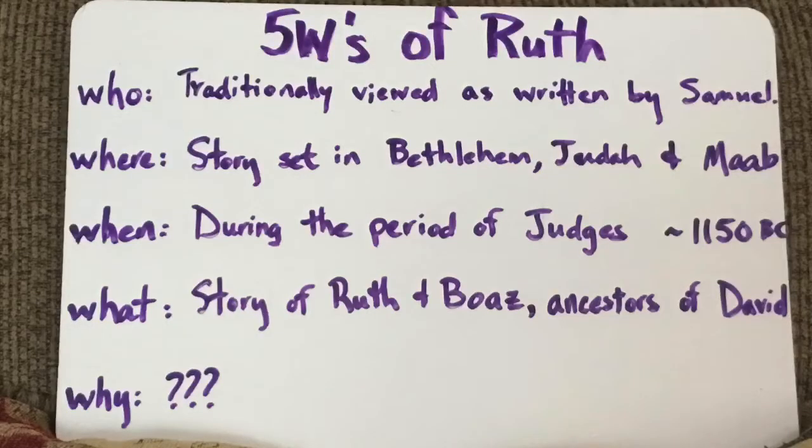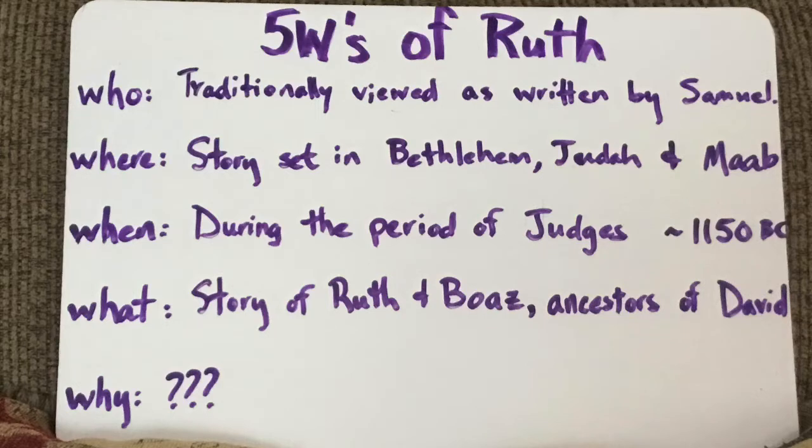For those of you who know me from the actual class, every one of you would unanimously agree that I love the whiteboard and I love my magic markers. So I want to take a quick look at the who, where, when, what, why on the whiteboard this morning. The who is that it was traditionally viewed as being written by Samuel, but we're going to see a little more information on that in just a few minutes, so I'll hold that for the moment.